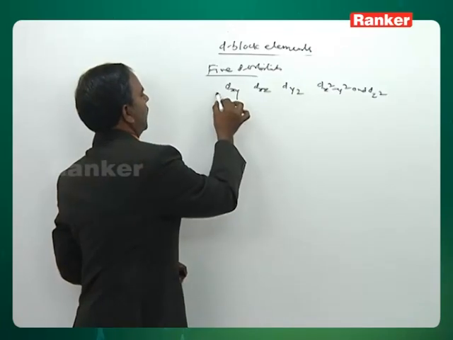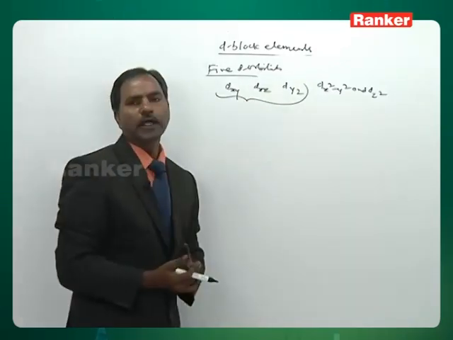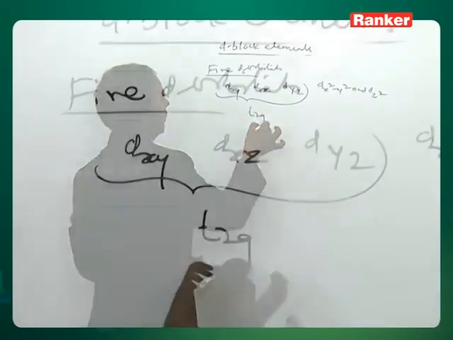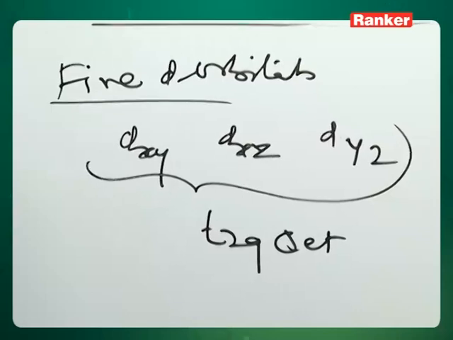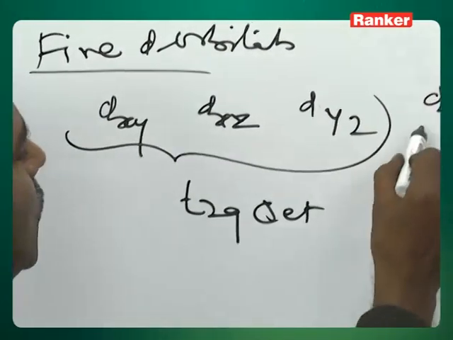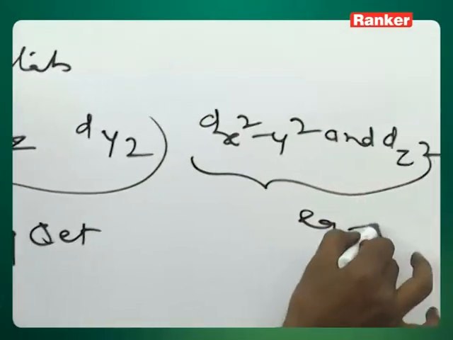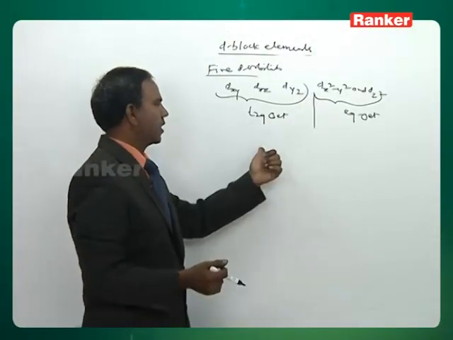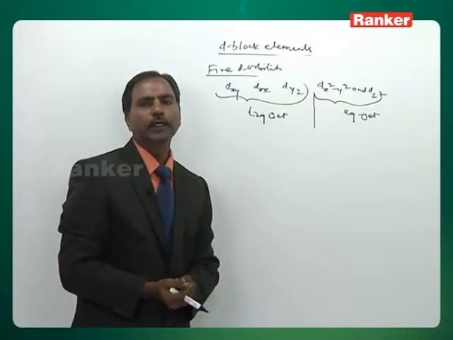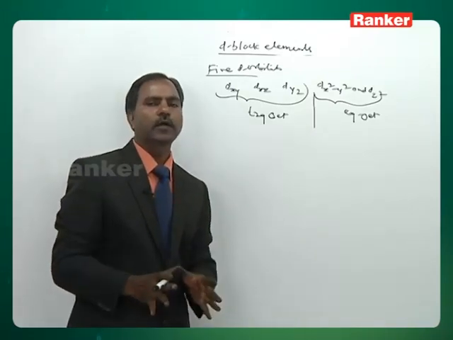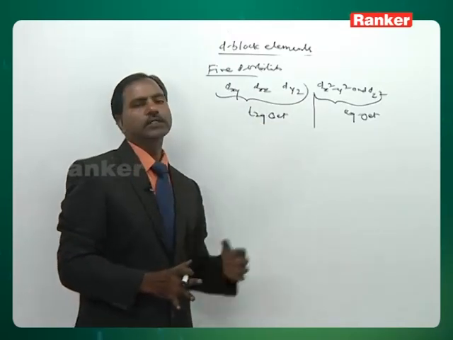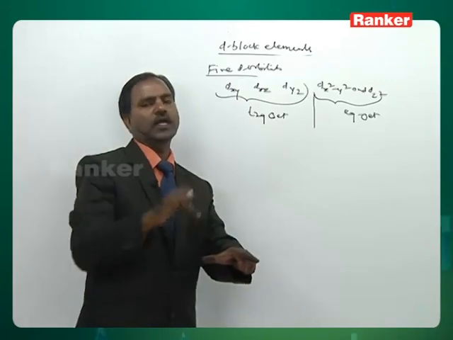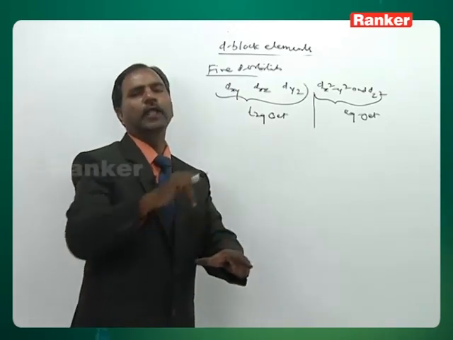Out of these 5 d orbitals, the first 3, dxy, dxz, dyz, we classify as what? The t2g set of orbitals. The remaining 2 we call the eg set of orbitals. Can you say what is the difference between the t2g and eg sets of orbitals? Remember, in the case of the t2g set, the lobes are oriented in between the axes.